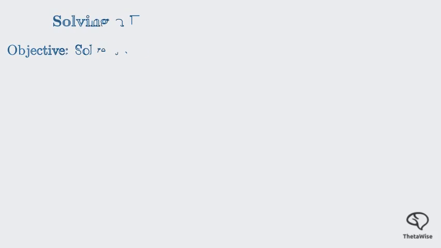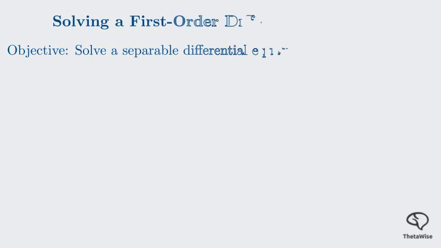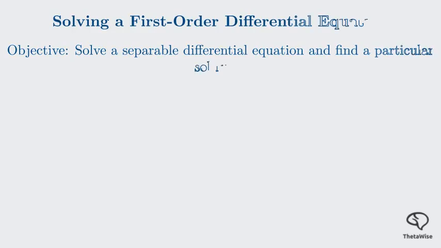Hello. Today we are going to walk through the step-by-step process of solving a first-order differential equation. Our goal is to find the particular solution to the differential equation, dy over dx equals the fraction 4x minus x cubed, divided by 4 plus y cubed, that passes through the point (0, 1).